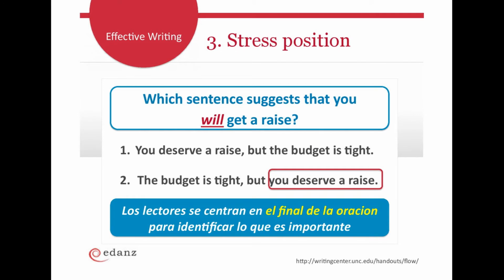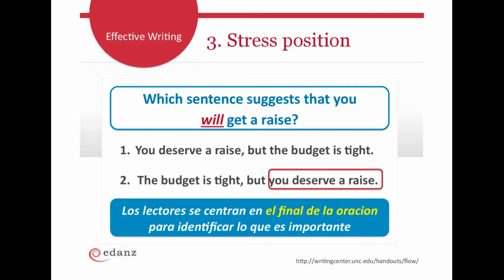Now, the third tip is about the stress position. Now, what that means, I want to give you an example first. I'm going to show you two sentences. And I want you to think which one will suggest that you will get an increase in your salary, a raise.